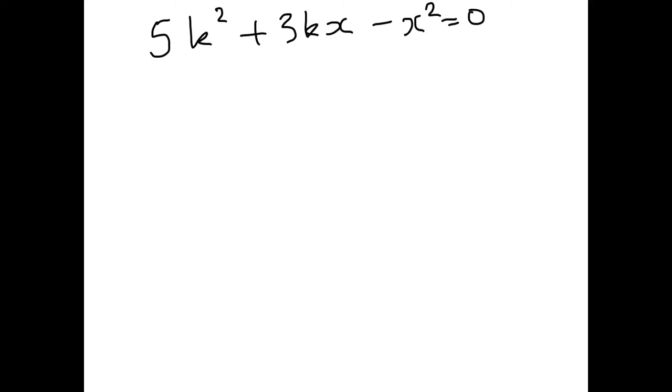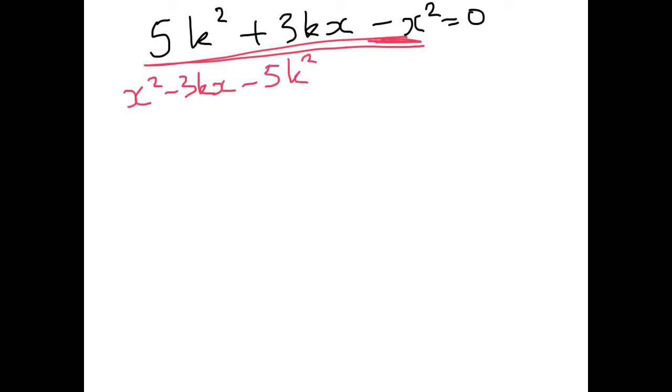Oops, extra slide. There we go. Okay, so 5k squared plus 3kx minus x squared equals 0. First thing to notice in here is that this is in backwards order. So we're going to times it through by -1. X squared minus 3kx minus 5k squared equals 0. There's no big difference here. It's just that our coefficient has got a k in it.